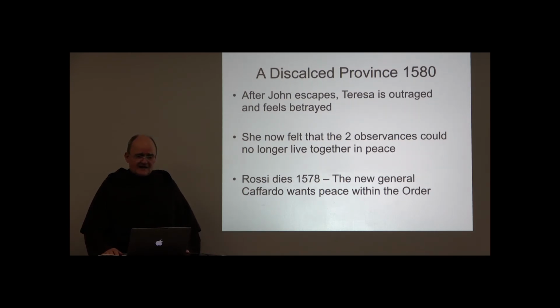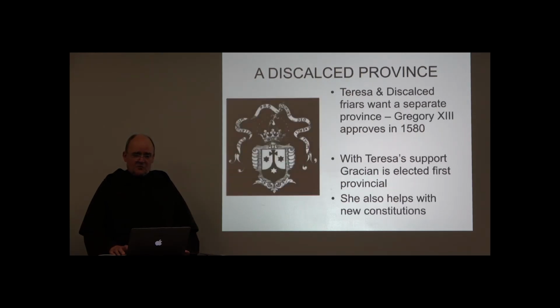Sadly, Rossi had died in 1578, and the new general is Giovanni Battista Caffardo. He really wants peace within the order. He was very upset with all of the animosity, the name-calling, the hatred that had been generated by this new movement. So Caffardo was not as vigilant as Rossi had been about separating out the reform to make it semi-independent. For Caffardo, that seemed to him like maybe a temporary solution, but a good one.